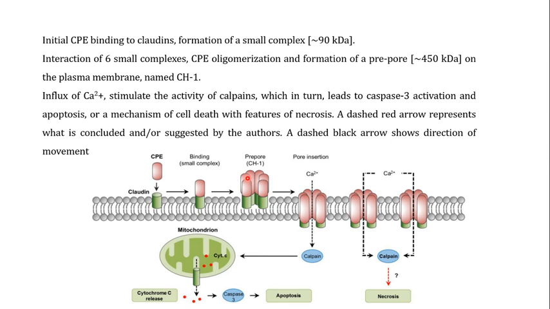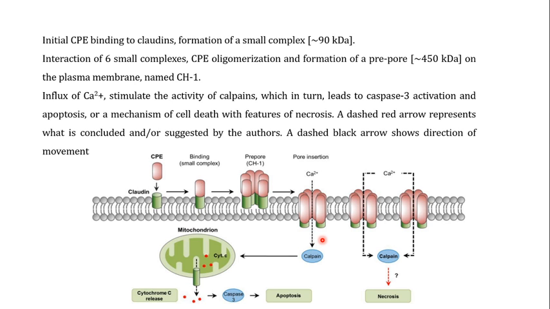Now what does this complex do? When this pre-pore is formed, it is going to insert itself into the cell membrane, and when it inserts itself, it causes the influx of calcium into the cells. Initially the concentration of calcium inside the cell is low, and outside the cell it is high. That means when they form a pore like this, the calcium is going to move into the cell, so the concentration of calcium inside the cell is going to increase.